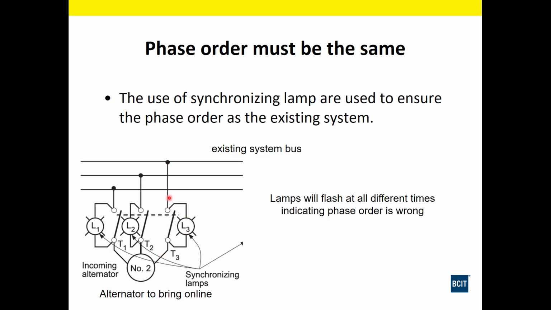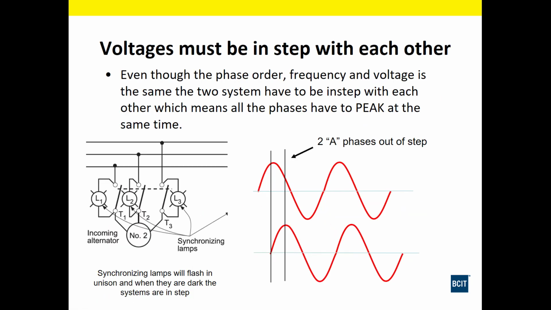If they are in phase and in step, the lights are going to be out, and the frequency is going to be the same. But if they are not in phase, if the phase order is out and they're not in step, these lights are going to flash at different intervals. It's going to look like a little bit of a light show. Now we're going to see that later. Okay, voltage must be in step.